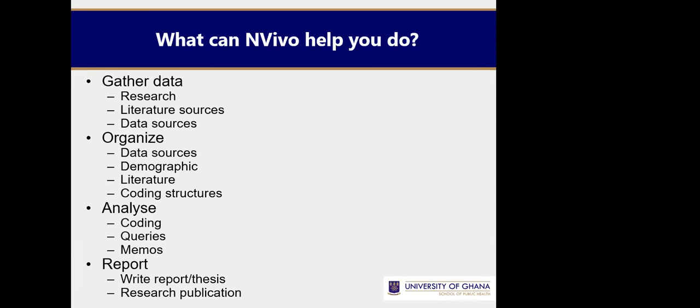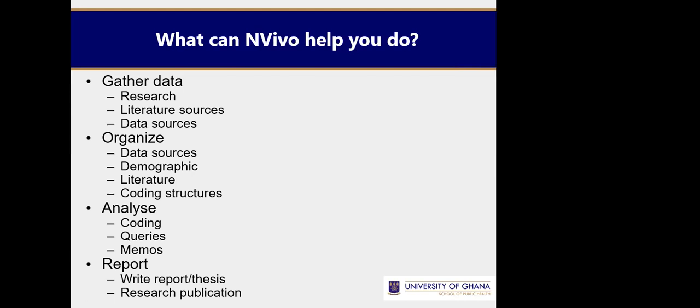So one, you use it to gather data from your research. You can also gather data from literature sources, as well as in the field where you go to do your research. And for your literature sources, data that you get from there, perhaps you're doing a literature review, you can use NVivo to help you with that review, to be able to source the exact information that you need for your research.